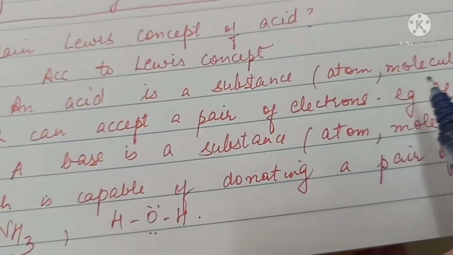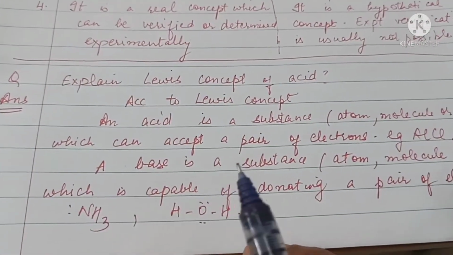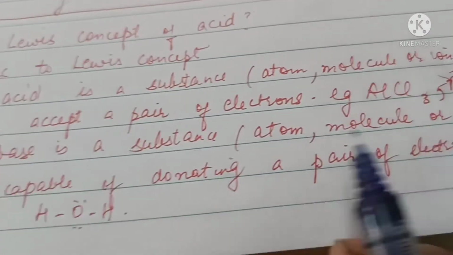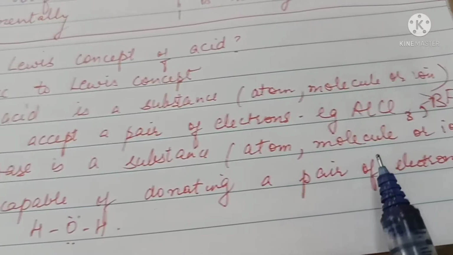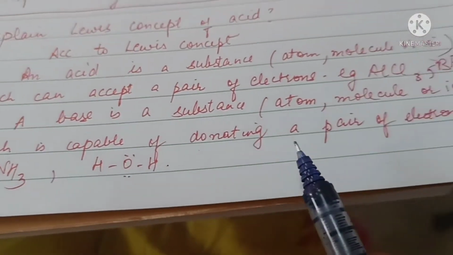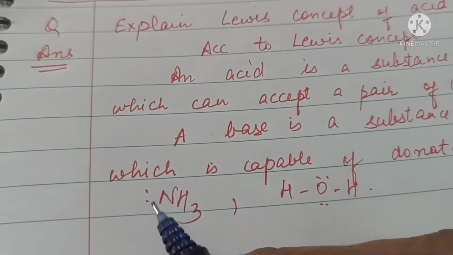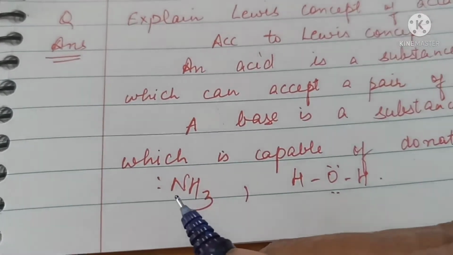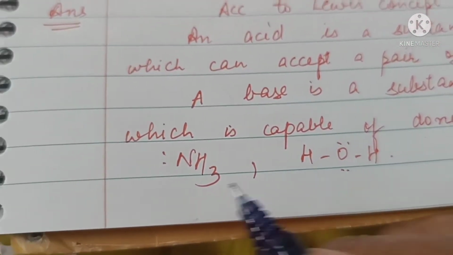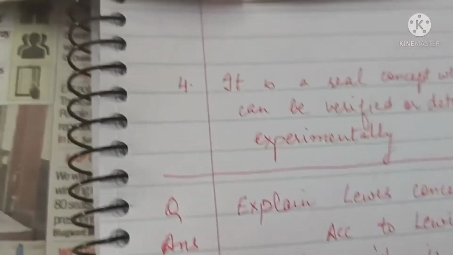Explain Lewis concept of acid. An acid is a substance, atom, molecule or ion which can accept a pair of electrons. For example, AlCl3 and BF3. A Lewis base is a substance, atom, molecule or ion which is capable of donating a pair of electrons. For example, ammonia having a lone pair of electrons on nitrogen atom and water having lone pair of electrons on oxygen atom are capable of donating a pair of electrons, so they're Lewis bases.